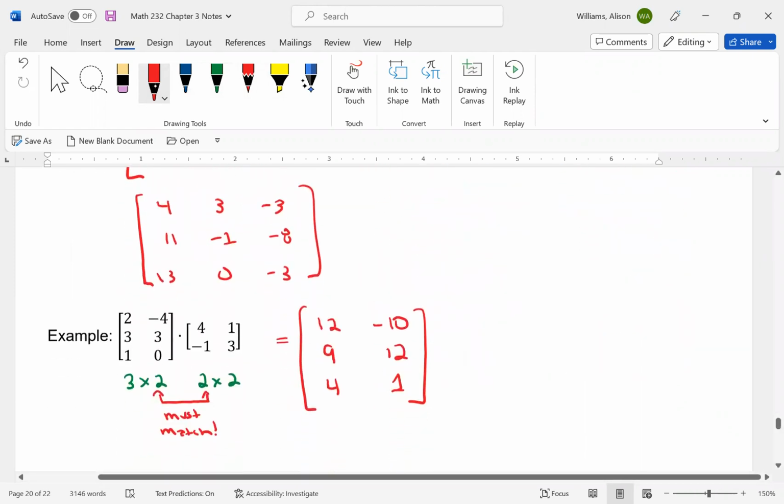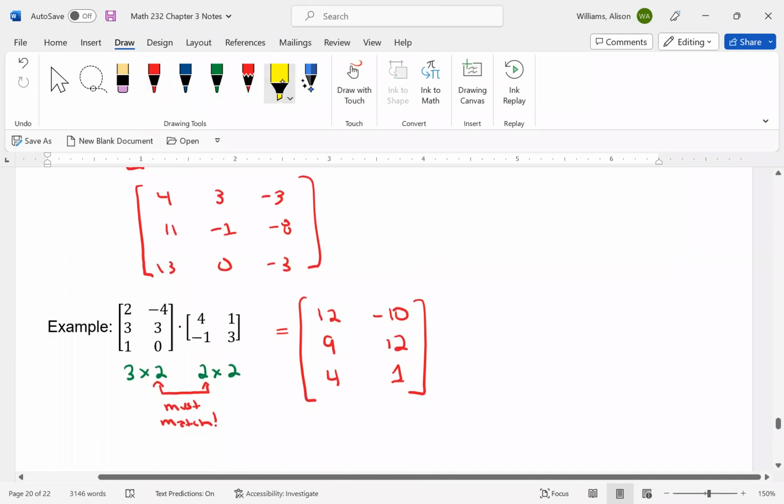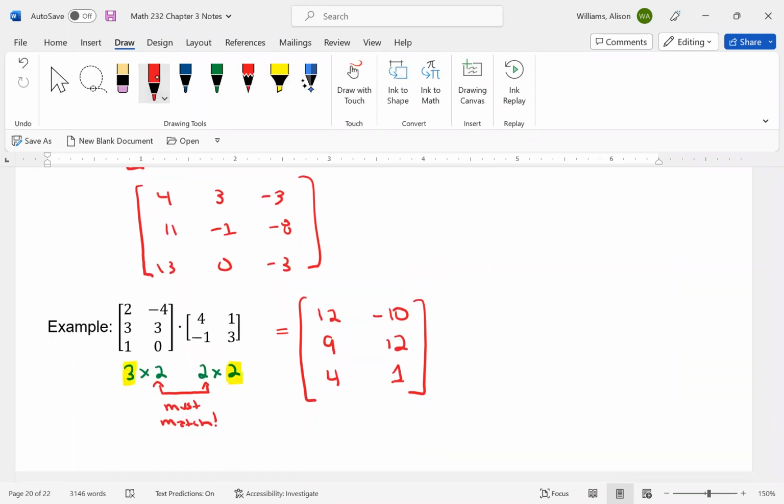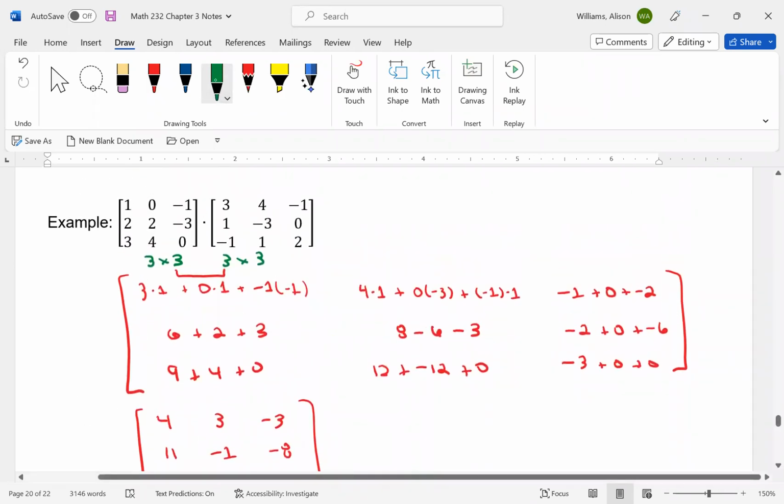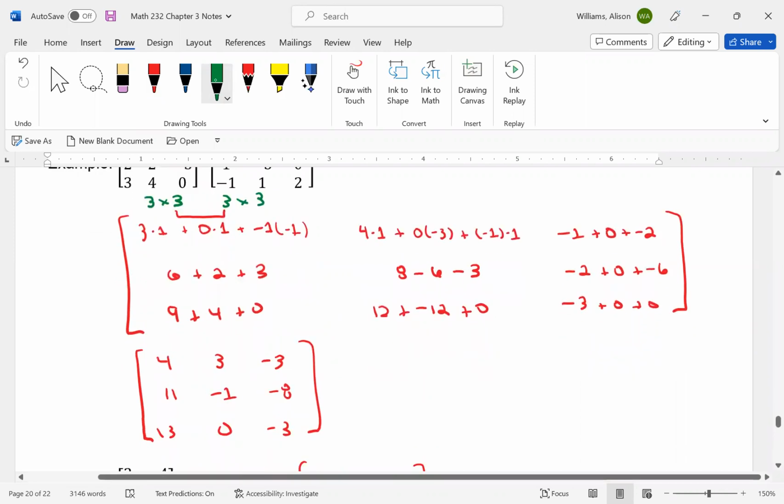All right, and here's what's cool. The outer two actually make up the dimensions of the answer. So the answer is a 3 by 2, and it is. I have 3 rows, 2 columns. Up here, the result is a 3 by 3, which is what I had, based on the outer two.